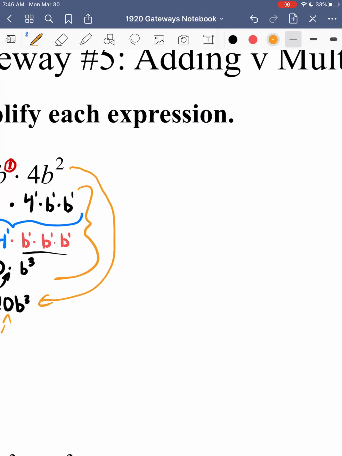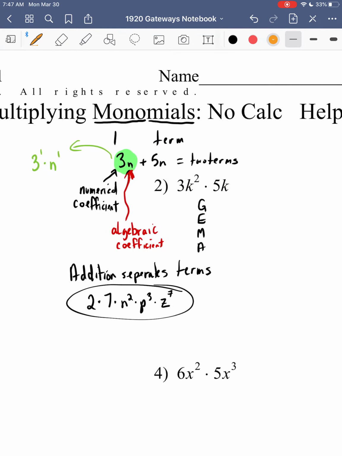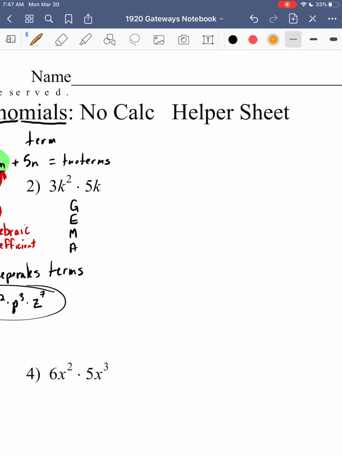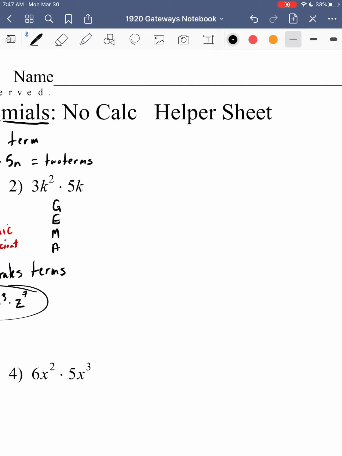So if you scoot over, let's see what we can do here. We wrote some notes over here, so I'm just going to scoot this one over. So 3k to the second times 5. Okay? So once again, if I wanted to get crazy and expand it, this is called expanding, by the way.